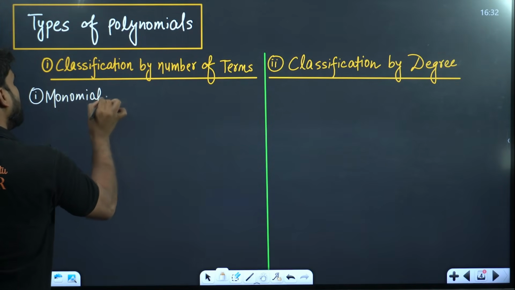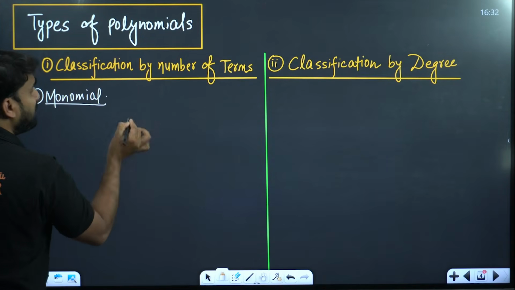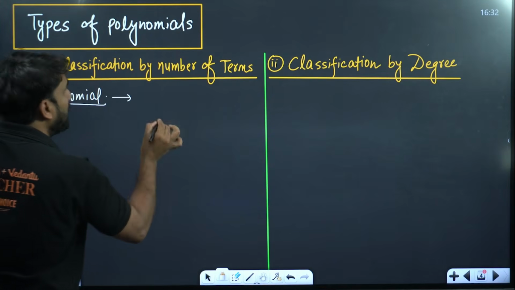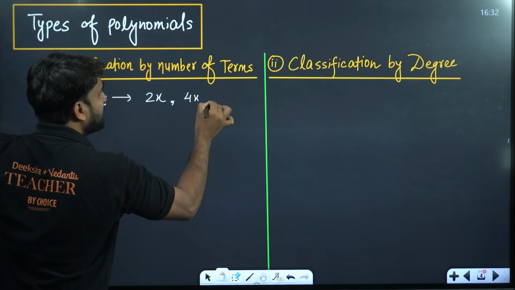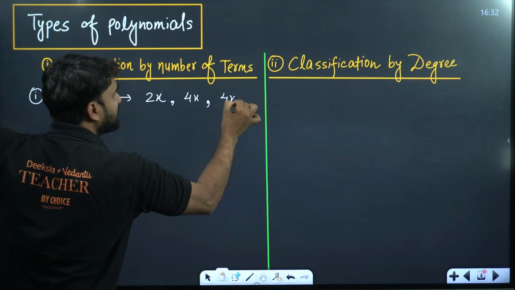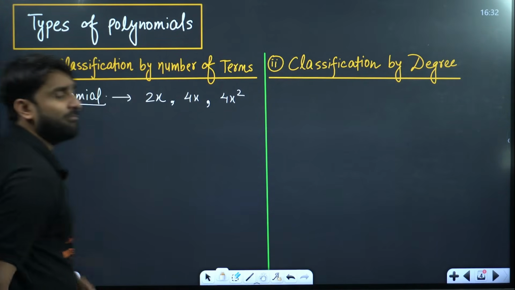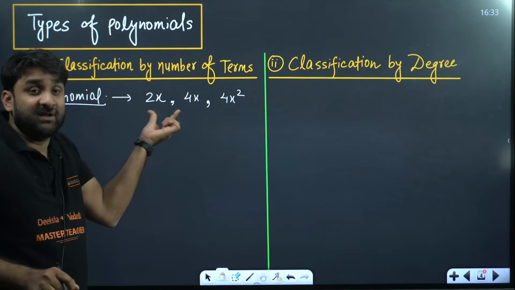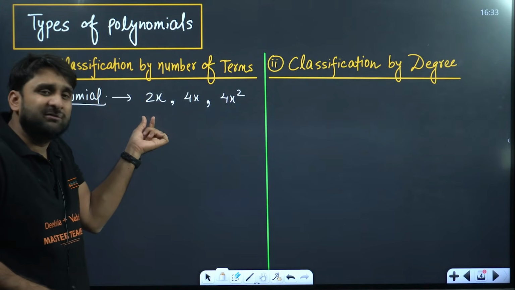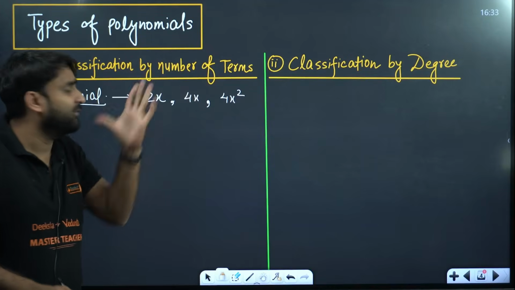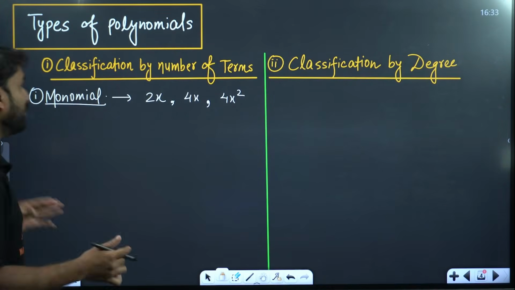Basically, a monomial is a polynomial in which only one term is there. For example 2x, for example 4x, for example 4x square. These are examples of monomial because only one term is there. There is nothing added or subtracted. Only 2x, only 4x, only 4x square. So this is called monomial.